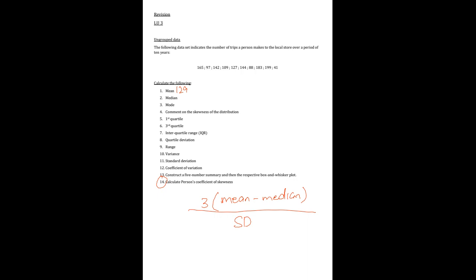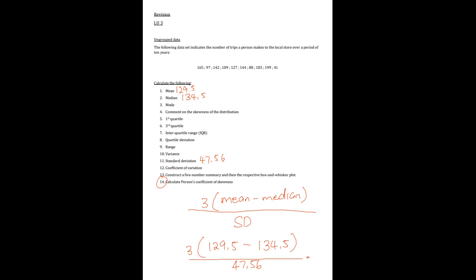Your standard deviation in question 11 was 47.56. So it's quite easy because you have the values available to you already. So 129.5 minus the median of 134.5, over your standard deviation of 47.56. And this gives you an answer of minus 0.32.